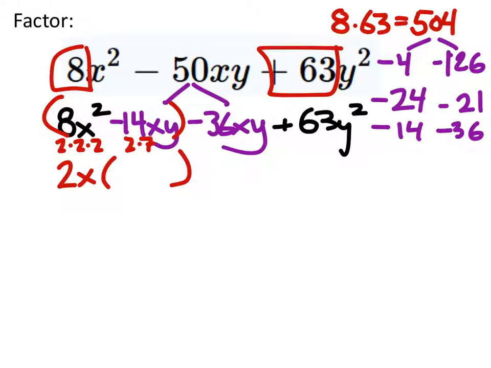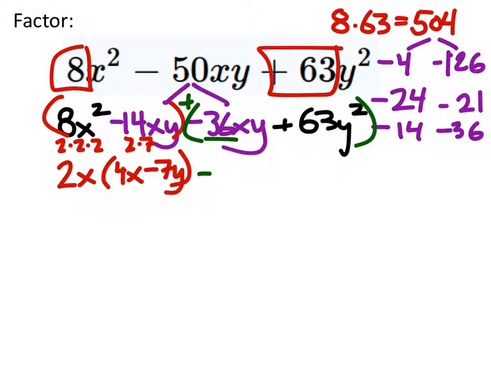But what do I have left over? I've got a 4x and a negative 7y. Well, that's just the first part. Now we got to look at the negative 36xy plus 63xy, I'm sorry, y squared, which I'm adding. And it appears that I need to factor out some kind of negative because my leading term here is negative 36.